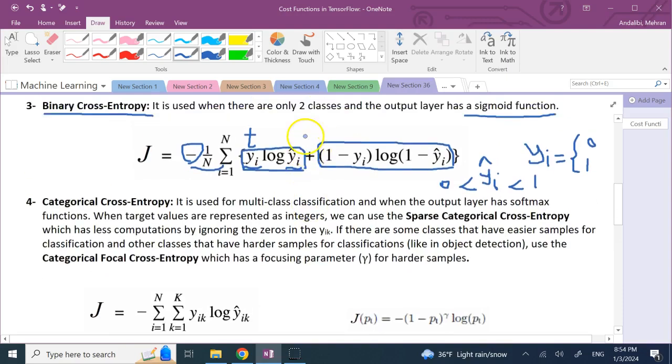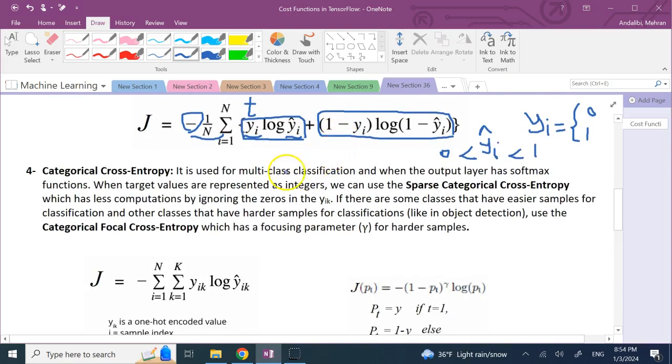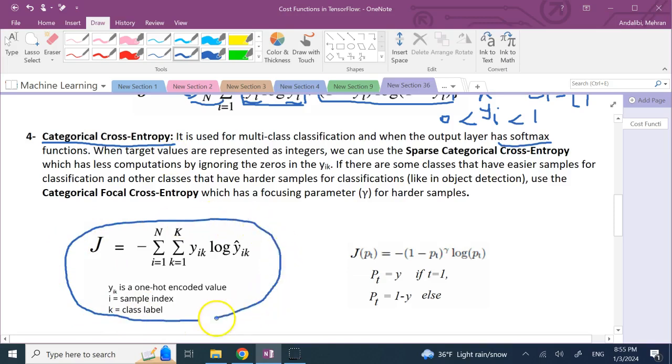Okay, now if instead of classifying between two classes, you have several classes, multi-classes, where the output layer is a softmax function, which I showed you in one of my previous videos, then you want to use this cost function called categorical cross-entropy, for which the cost function is shown down here.